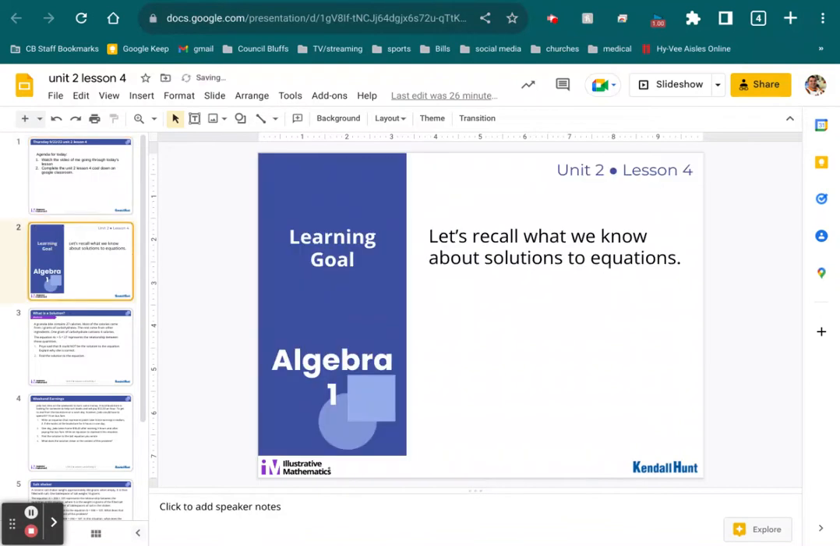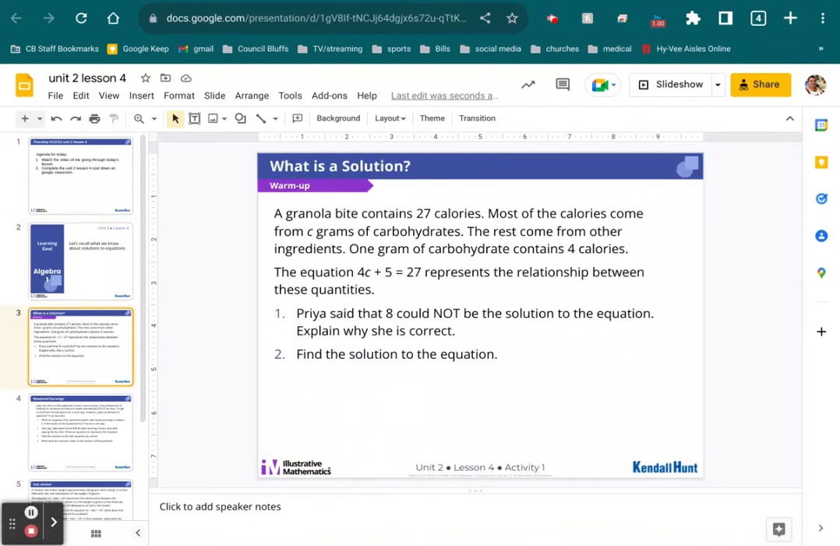As far as our goal for this lesson, we're going to continue on from where we left off with yesterday. Remember, we've been talking a lot about writing equations, what a variable represents, what's a fixed quantity, what's a variable quantity. We've been looking at a lot of that. Today, we're going to look more at the solutions of an equation, what it means for a number to be a solution, and how we can find possible solutions to an equation. So that is our goal for today's lesson. With that in mind, let's go right into the warm-up.